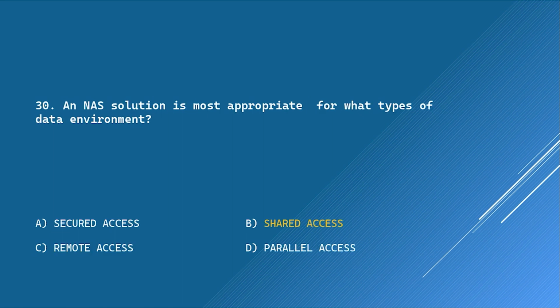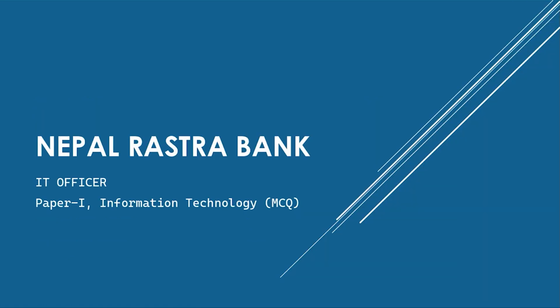30. An NAS solution is most appropriate for what types of data environment? A. Secured access, B. Shared access, C. Remote access, D. Parallel access. Correct answer is shared access, as network attached storage is a solution for shared access. This is all 30 MCQ questions that are asked in the Nepal Rastra Bank example. Now heading to the written exam of 70 marks.